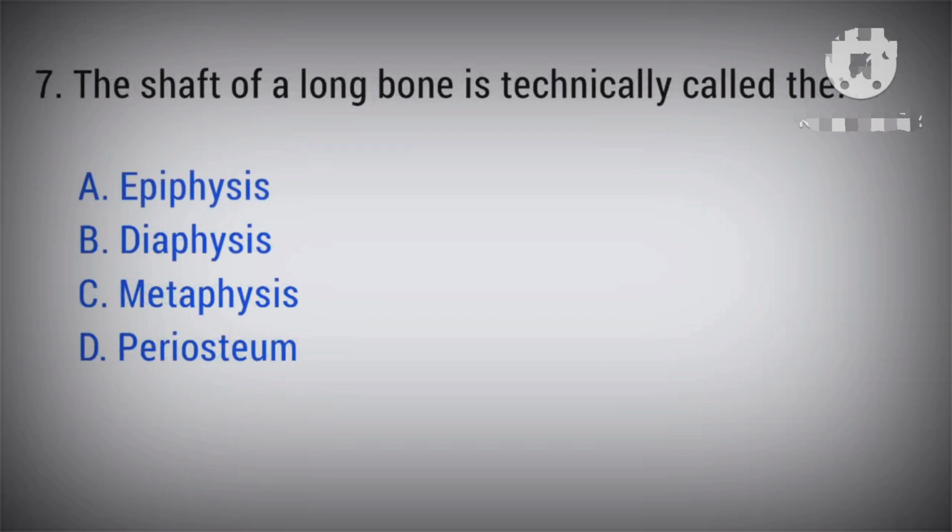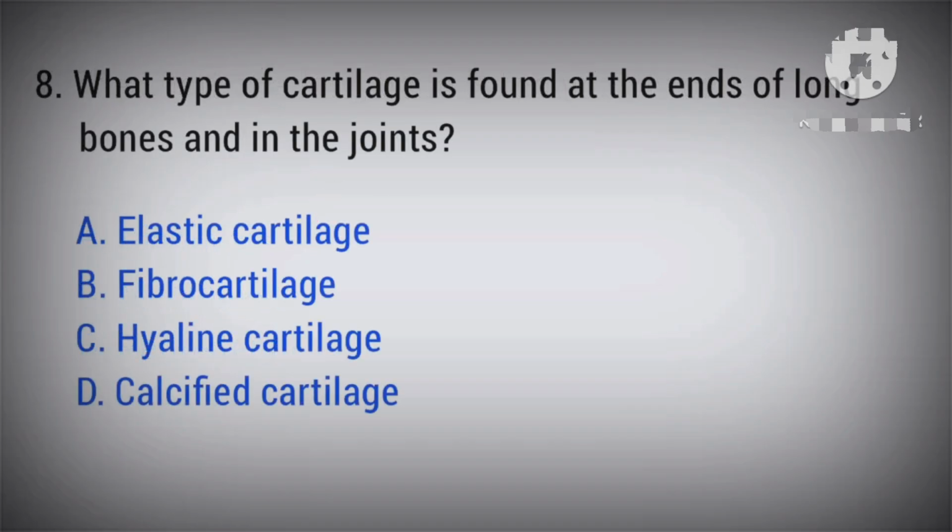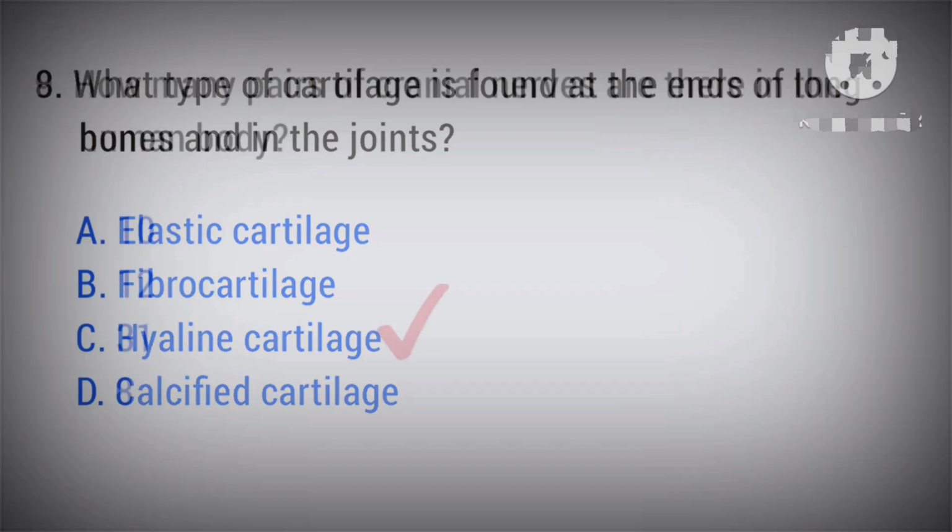Question 7. The shaft of a long bone is technically called the... The right answer is option B, diaphysis. Question 8. What type of cartilage is found at the ends of long bones and in the joints? The right answer is option C, hyaline cartilage.